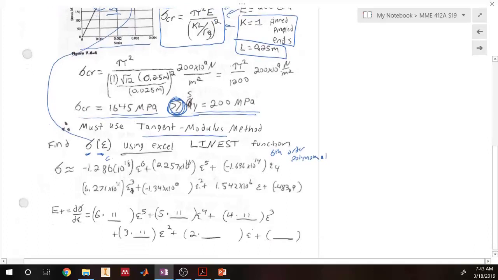So we'll have C6, C5, C4, C3, C2, C1, and then some constant that's not a coefficient. To find the tangent modulus, we need to take the derivative of this function with respect to epsilon. All we're basically doing is multiplying the coefficients by the exponents of the old system. So it's just going to be 6 times C6, 5 times C5, 4 times C4, 3 times C3, 2 times C2, and just C1.